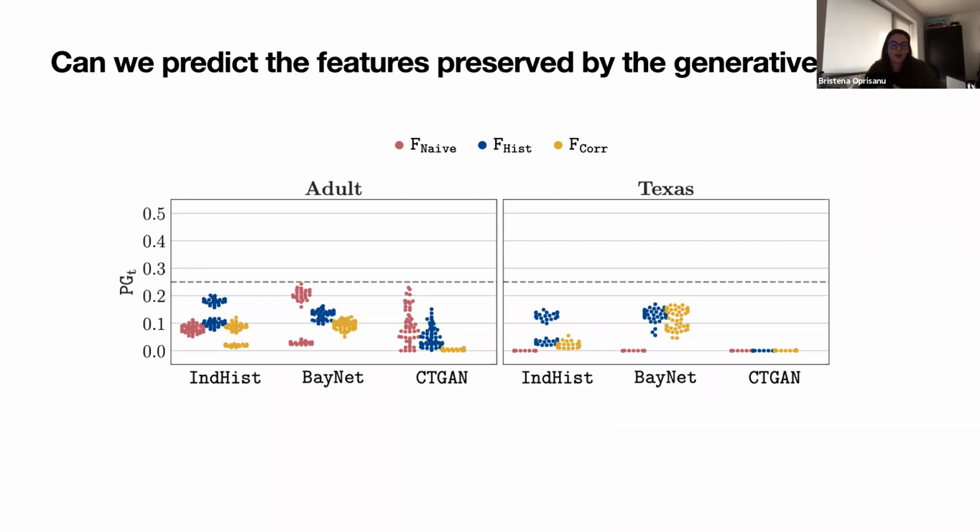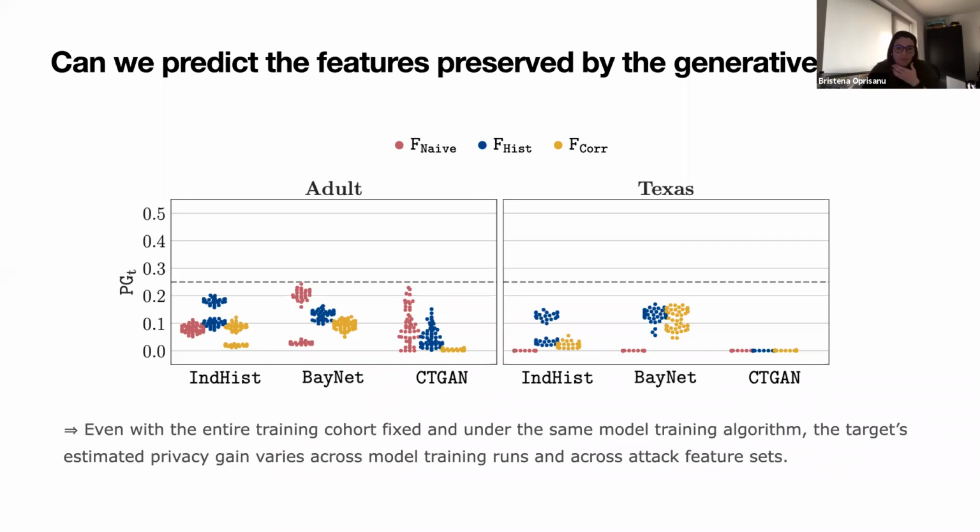And in fact, synthetic data effectively preserves a large set of data characteristics which are not constrained to the features explicitly represented by a model. So even with the entire training cohort fixed under the same model training algorithm, the target's estimated privacy gain varies across model training runs and across feature sets.